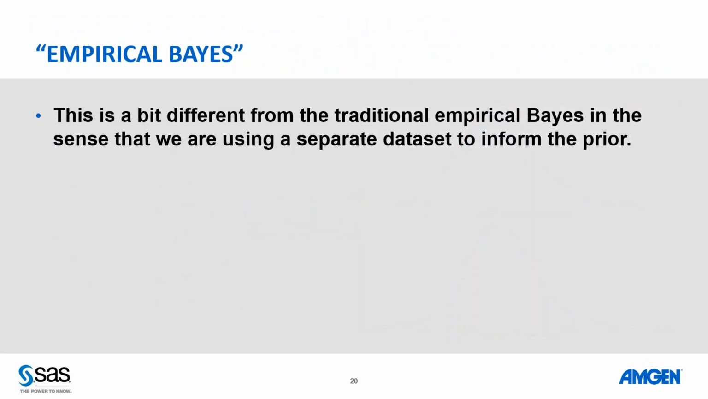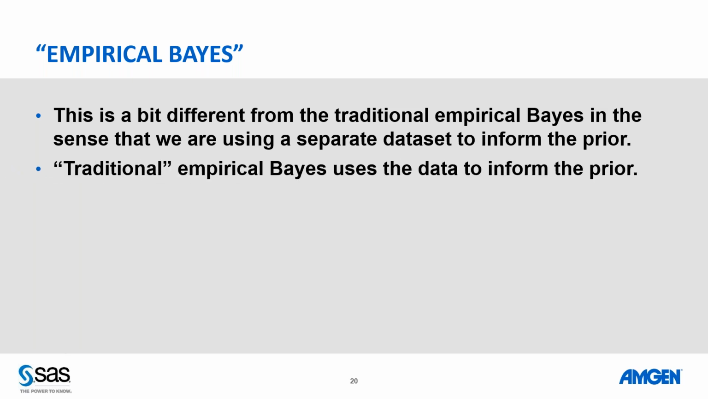So now, what we're doing is we're going to take those priors with those parameters and we're going to fit that. We're putting this in quotes because this is a little bit different from the traditional empirical Bayes that you're used to. In the traditional approach, you use the same data set to generate those estimates and the priors. Here, we are using an external data set for that. And why do we use a separate data set?